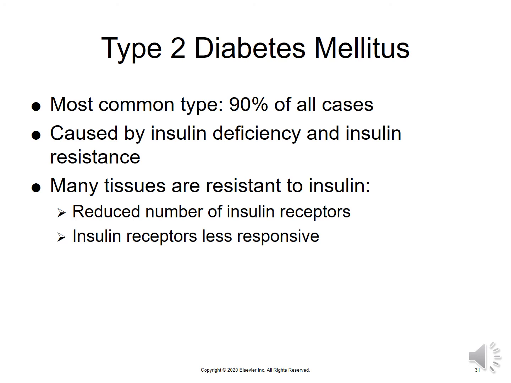So type 2 is the most common type of diabetes, making up about 90% of the cases. And it's caused by insulin deficiency as well as insulin resistance. We've talked about this before, but many tissues are resistant to that insulin.